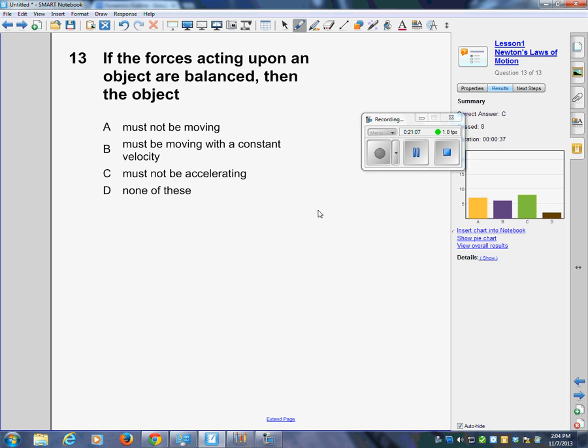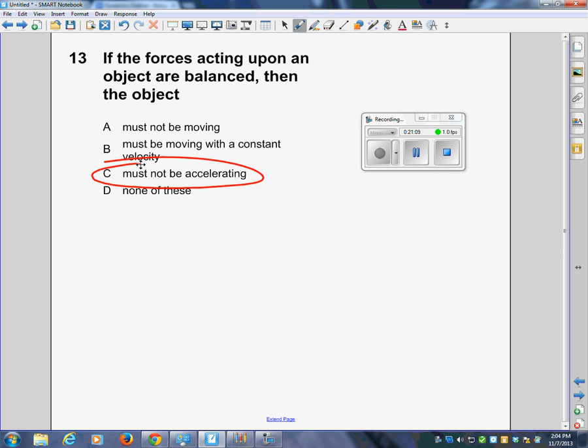Must not be accelerating. Now, allow me to explain this a little bit. If the forces acting upon an object are balanced, 50 newtons one way, 50 newtons another, then the object must not be moving. Is that true? Could it be moving? Yeah. Sure it could. It could be moving at a constant velocity. But must it be moving with a constant velocity? What if that constant velocity is 0?